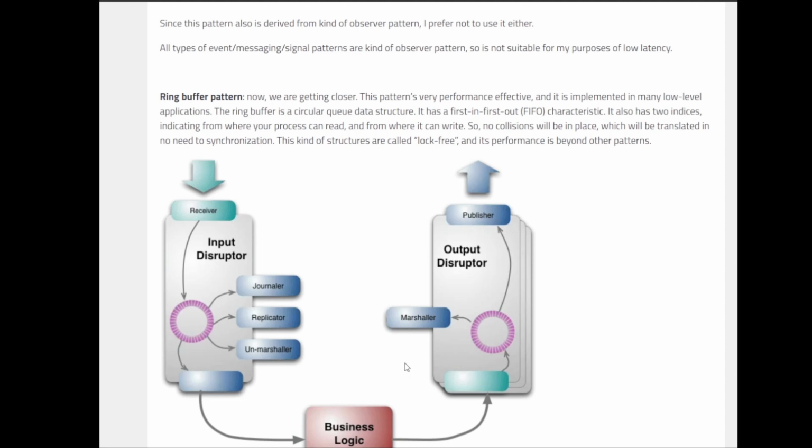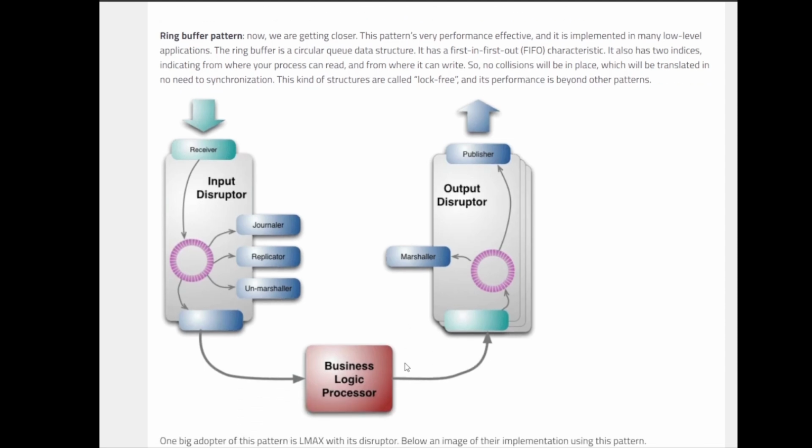It also has two indices: the first is the place from where the process can read, and the other is the place where it can write. These kinds of structures are generally lock free, and their performance is beyond any other patterns that we have discussed till now.